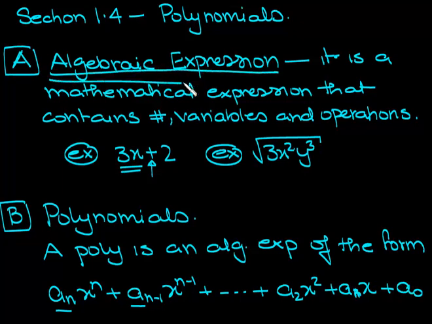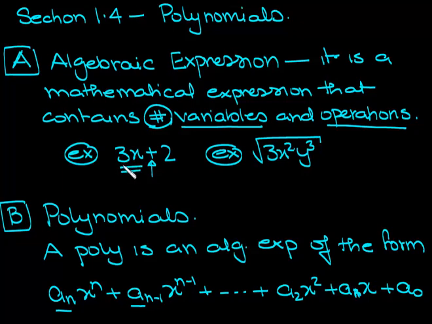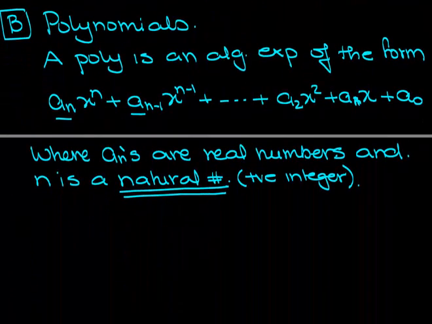What's an algebraic expression? An algebraic expression is a mathematical expression that contains numbers, variables, and operations. Anytime you see something that contains numbers, variables, and operations, we call it an algebraic expression. Here are some examples of it. We have a mathematical expression that contains operations, variables, and numbers, so it's an algebraic expression. Here's another one that contains a radical, but it has numbers and variables. Those are examples of algebraic expressions. What we want to do today is take a look at one specific algebraic expression called polynomials.